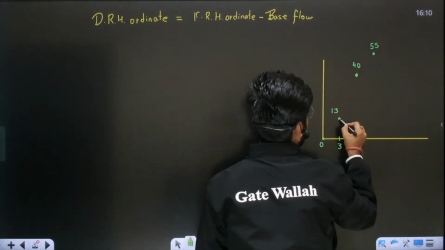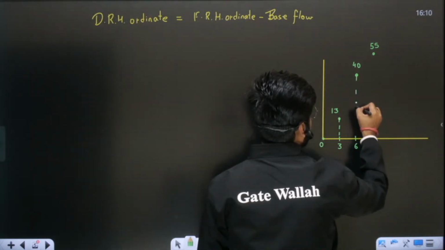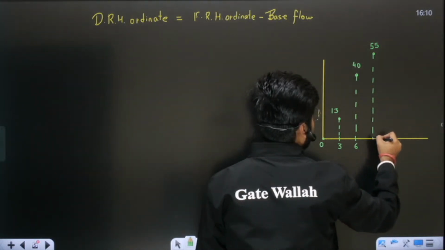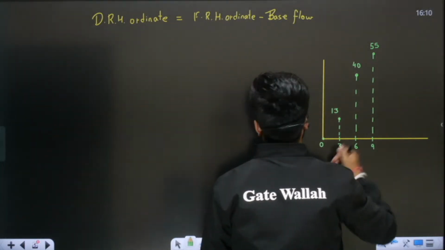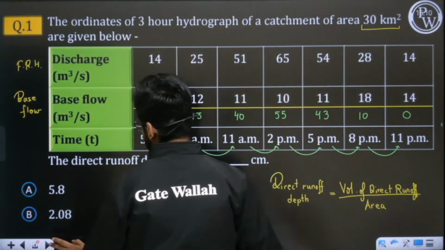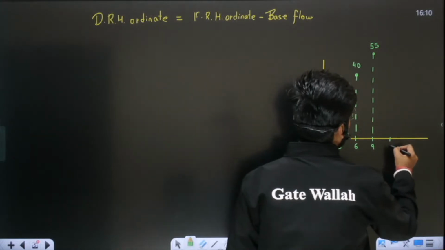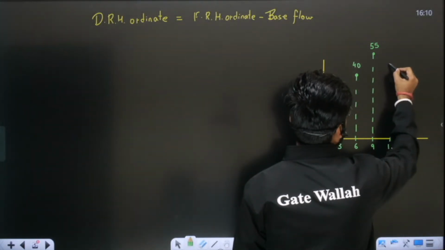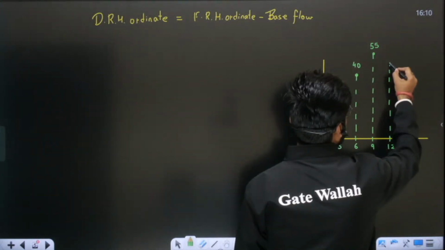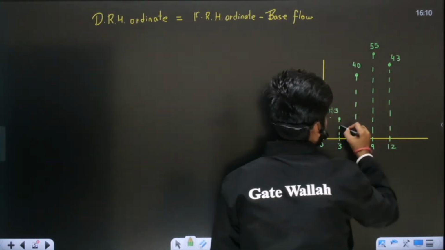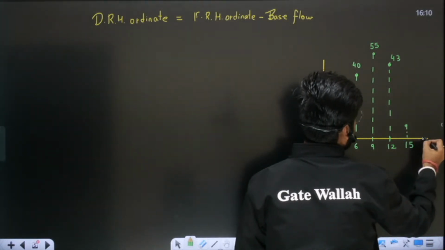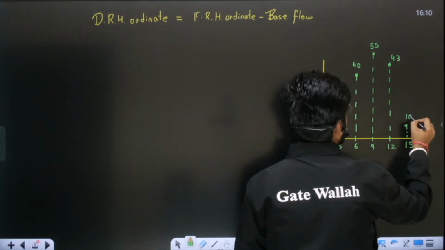So at a gap of 3 hours, we have all the ordinates here. This is at 9 hours from the start. After 55, we have 43, then 10, and then 0. Okay, so these are the ordinates.